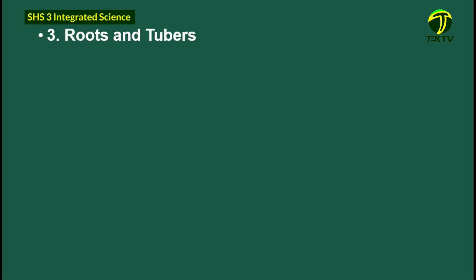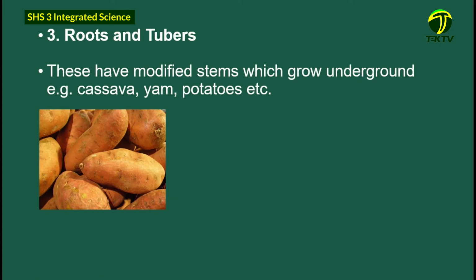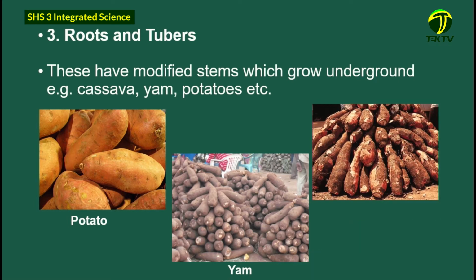The next class of crop is the roots and tubers. These have modified stems which grow underground. Examples are cassava, yam, potato, etc. They are crops which have modified stems. Their modified stems grow underground and serve as storage organs. And this is what we harvest and consume, the carbohydrate they provide. So as you can see, potato, yam, and cassava are good examples of this class of crops.